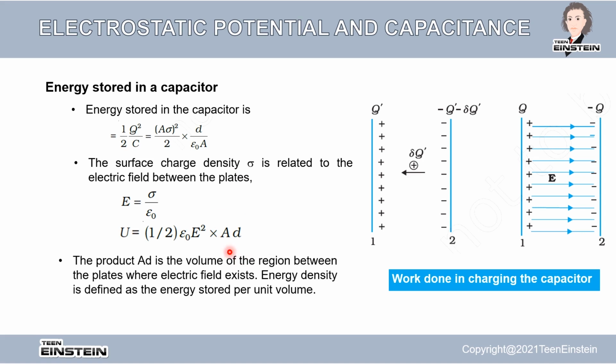Now if you look at the product AD, A is the area of the plate and D is the distance. So AD is nothing but the volume of the space between the plates, the region where there is electric field. So we are going to define a quantity called energy density. We have energy given like this, U equals 1 by 2 epsilon 0 E squared into AD. We define another quantity called energy density, which is the energy per unit volume. So you bring AD to the left hand side. Then you get small u, the energy density, as 1 by 2 epsilon 0 E squared. So this is the energy stored in a capacitor. This is the energy density of the capacitor.